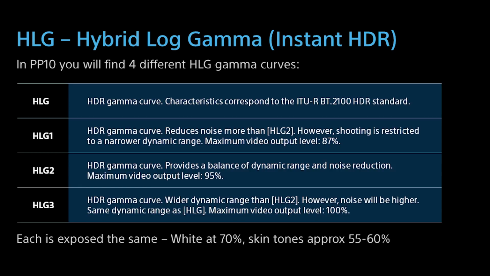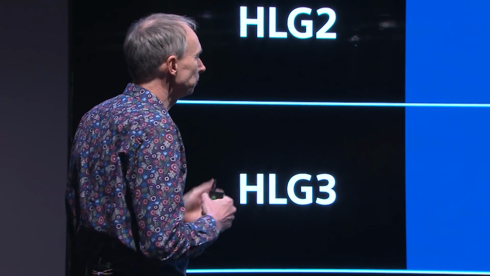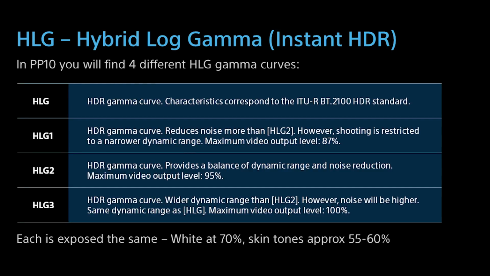The first one is, which of the hybrid log gamma curves do we choose? These all look the same. They're just designed to be used in different shooting circumstances. So hybrid log gamma number 1 works really well in low light scenes, but it has slightly less dynamic range to get a lower noise picture. Then we have hybrid log gamma number 3 at the other end, which is really good for bright exteriors. It has the biggest dynamic range, but it's a little bit noisier as a result. But if you're shooting a bright scene, you won't see that noise.